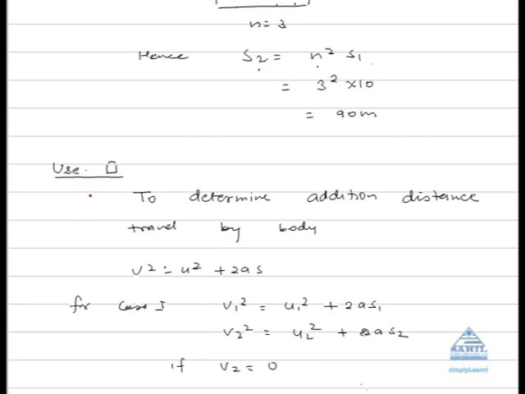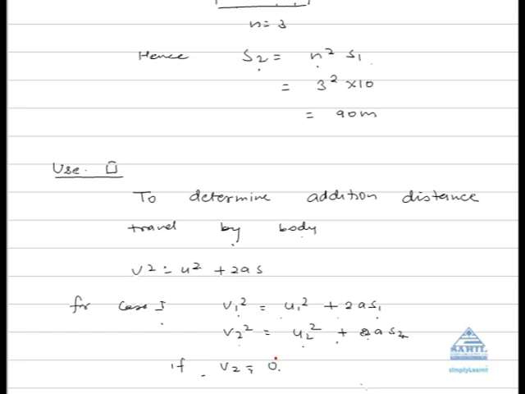Second application of the same equation, which is v² = u² + 2as. In this case, we have to determine the additional distance traveled by the body. Let the equation be v² = u² + 2as. In case 1, the equation is v1² = u1² + 2as1, and in case 2, v2² = u2² + 2as2. If v2 = 0, it means the final velocity of the body becomes 0.